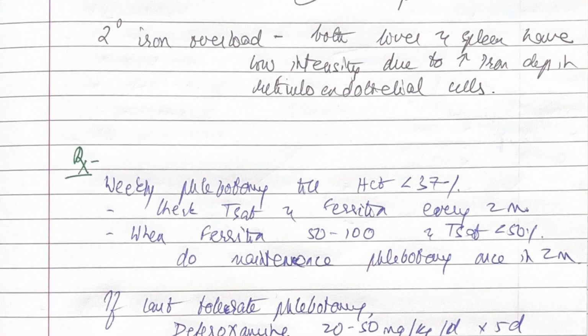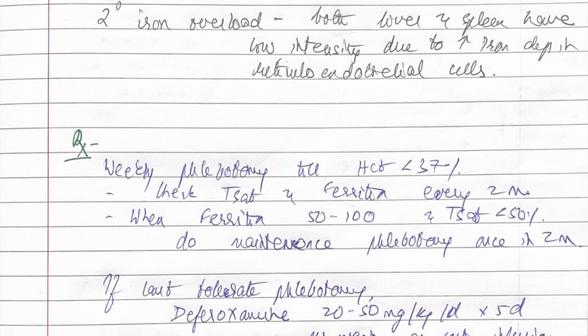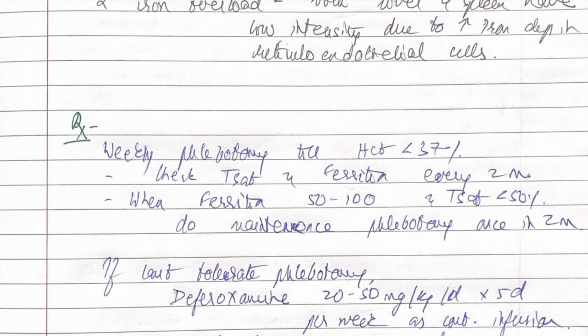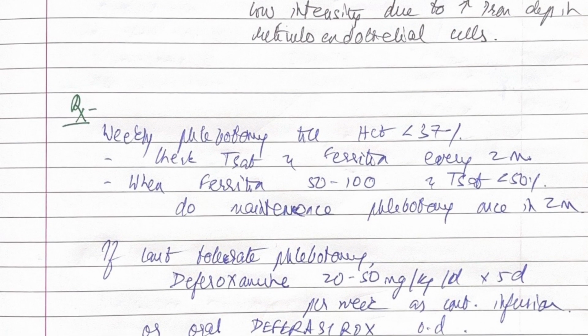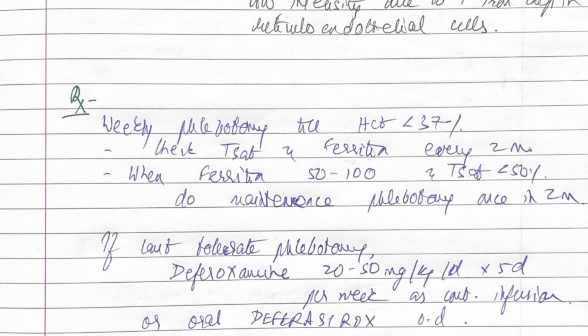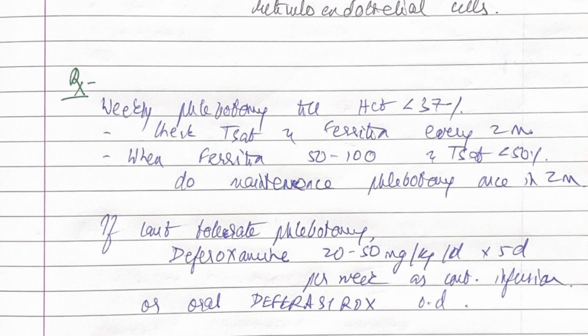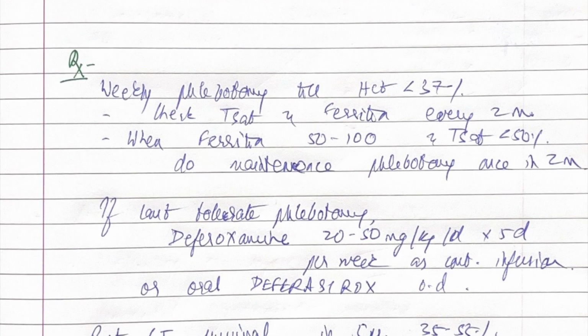Then we check the TSAT and the ferritin every 2 months. When the ferritin is 50 to 100 and the TSAT less than 50%, we do maintenance phlebotomies once every 2 months. If the patient cannot tolerate a phlebotomy, we can give them IV deferoxamine, which is 20 to 50 milligrams per kg per day for 5 days a week as an infusion.